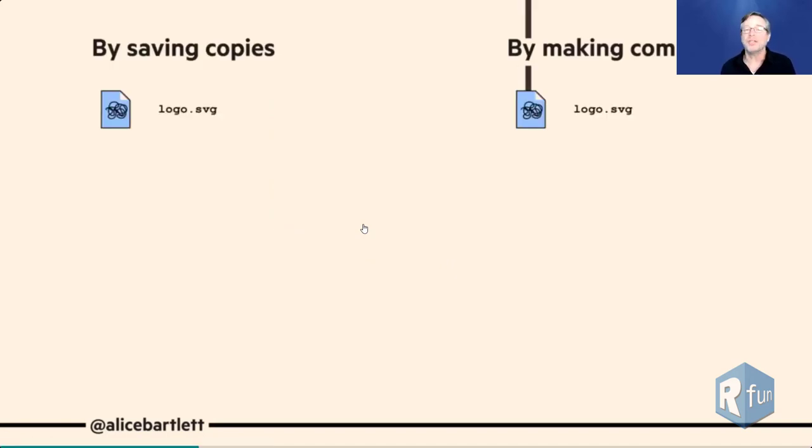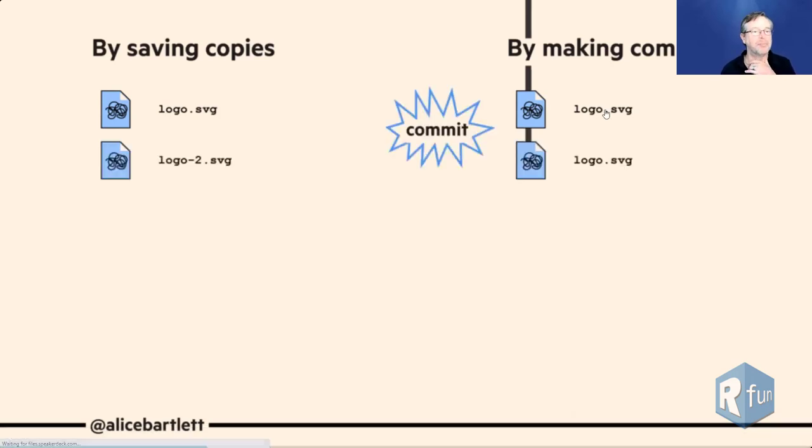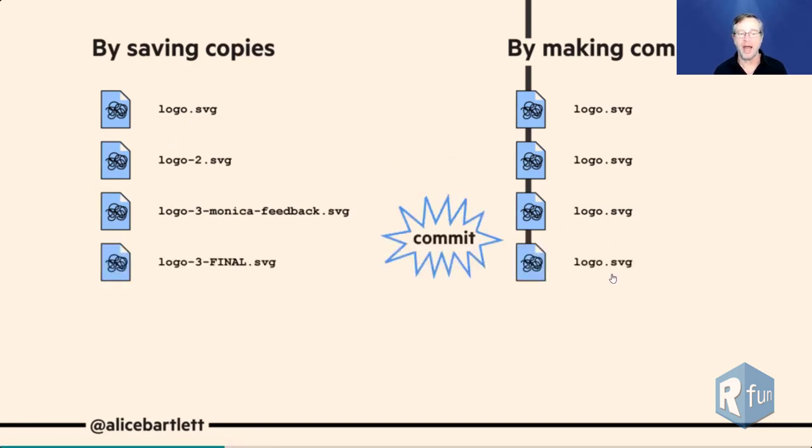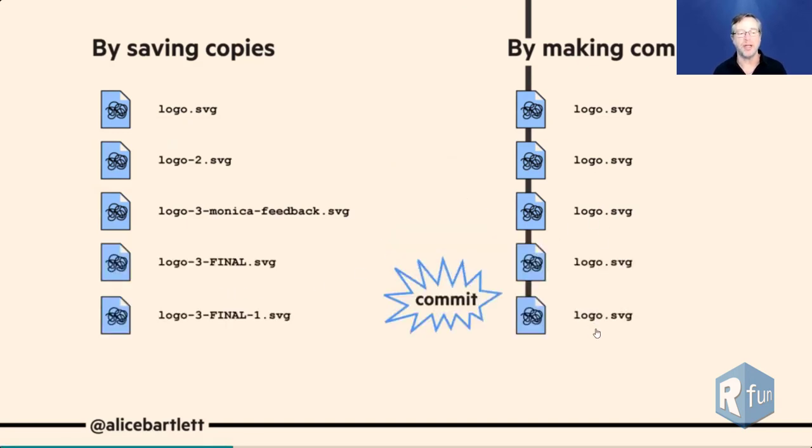So what Git does is it allows you to keep the same file name as it's changing, right? So logo on the left-hand side, that's the original file. On the right-hand side, you commit that into the repository and it's still called logo, right? So you make a change, you make a commit, it's still called logo, you make a change, you make a commit, the file is still called logo in this context. This would be the version control way. Every change, you keep the same file name.